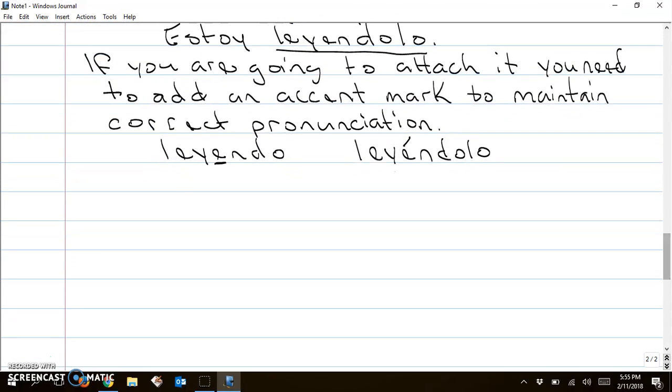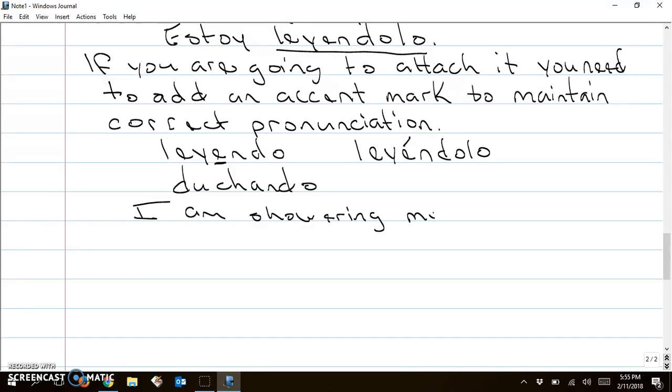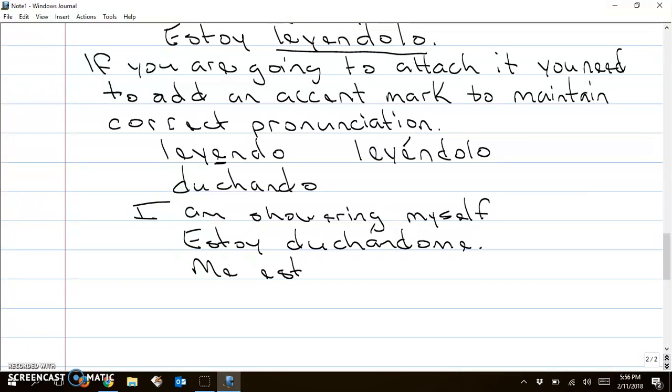So a couple other examples. Duchando. I am showering myself. I'm almost out of time. The last digit in your code is a 9, but estoy duchándome, accent, or me estoy duchando. Time's up. See you tomorrow.